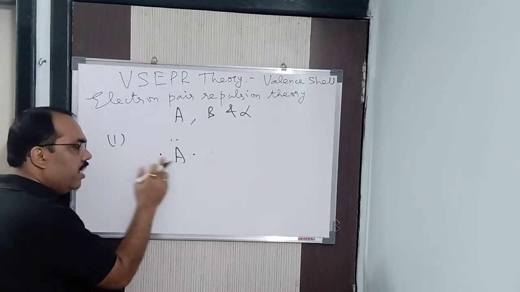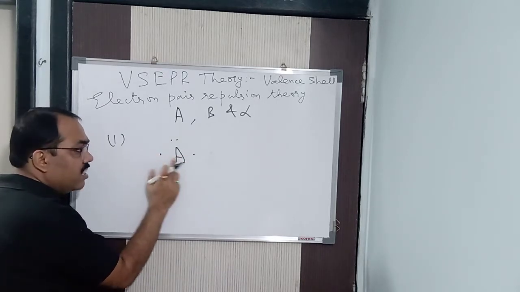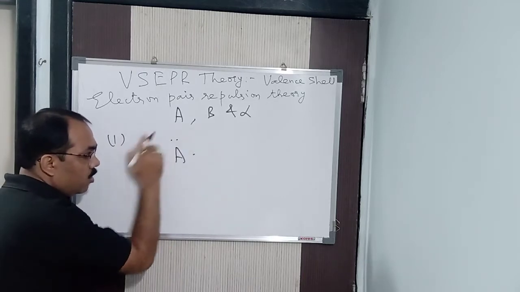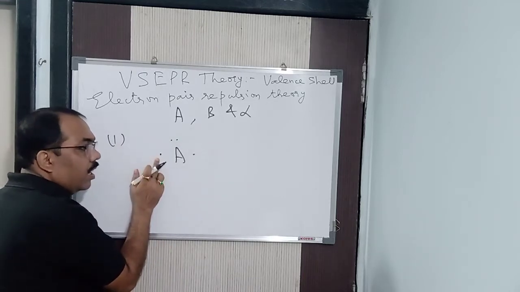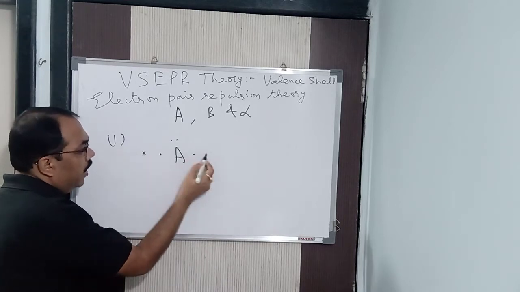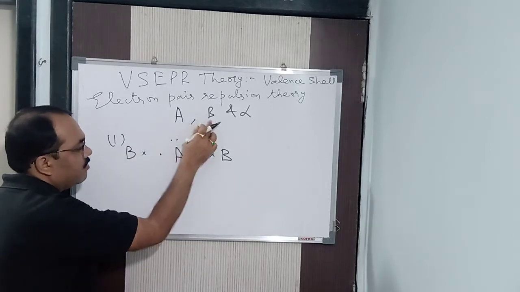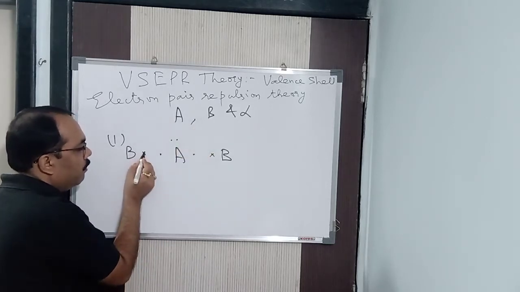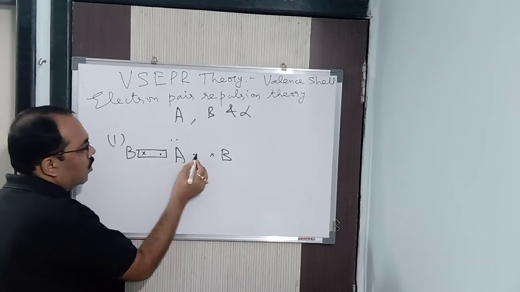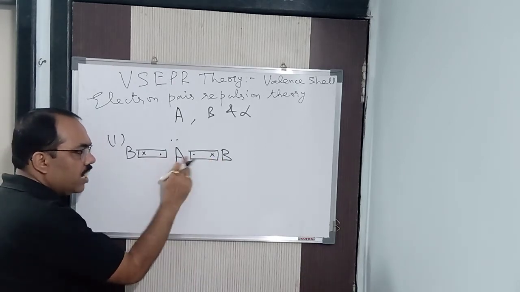The unpaired electrons in the valence shell, the outermost shell of A, form bond pairs with the unpaired electrons of the surrounding atoms. Let us say the surrounding atom is B, as I have already told you. So with the unpaired electrons of the surrounding atoms, it forms a bond pair.